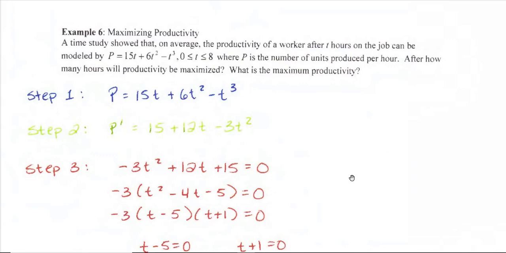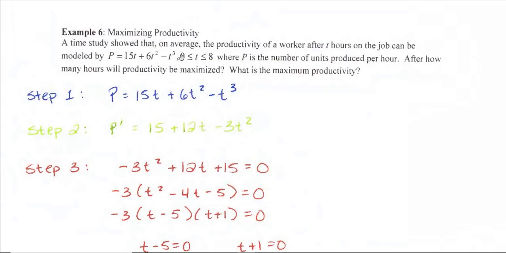A time study showed that on average, the productivity of a worker after t hours on the job can be modeled by P equals 15t plus 6t squared minus t cubed, where t is between 0 and 8. And P is the number of units produced per hour. So they're measuring productivity by how many units you can produce every hour.